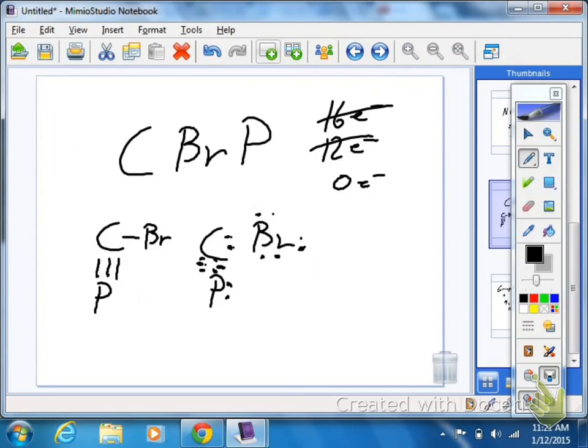That's where we'll stop today. And then tomorrow we'll use the same setup, steps 1 through 5. And then there are some that disobey the octet rule, and that's fine. We need to do those. Okay?